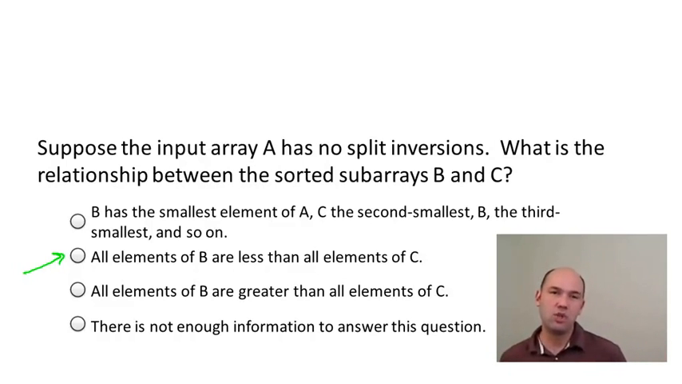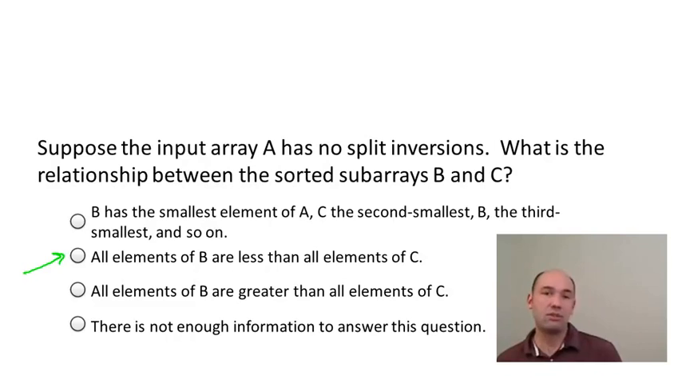Okay, so merge has an unusually trivial execution on input arrays with zero split inversions. First, it just goes through B and copies it over. Then it just concatenates C. There's no interleaving between the two. So no split inversions means nothing gets copied from C until it absolutely has to, until B is exhausted.